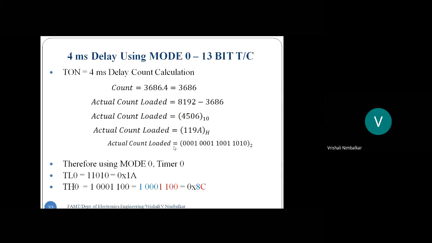If the count is less than or equal to 256, use mode 2. If it's an auto reload continuous square wave, preferable is mode 2, but the count limit is 256 counts. If more than 256 counts, use mode 0 or mode 1, any one of those. Mode 3 is similar to mode 2, only thing is mode 3 is not auto reload. It is just an 8-bit timer counter.